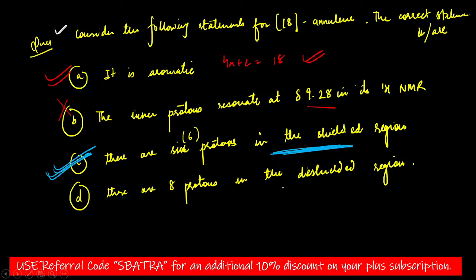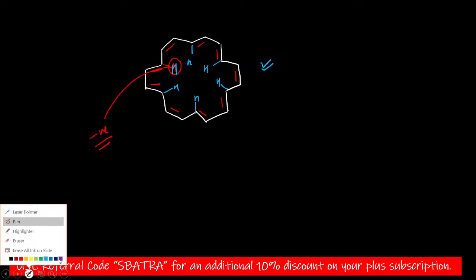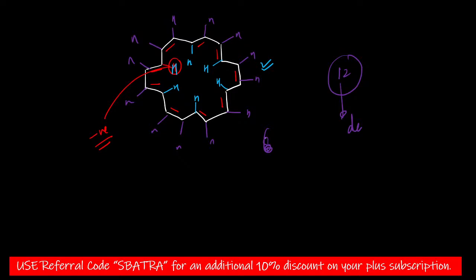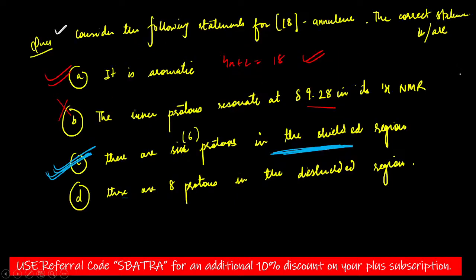There are 8 protons in the de-shielded region. Let's find out how many protons we have in the de-shielded region. So we have 1, 2, 3, 4, 5, 6, 7, 8, right? 9, 10, 11 and basically 12. So we got 12 protons in the de-shielded region and 6 protons in the shielded region. We did this question in yesterday's lecture also, so we discussed this part over there. So the correct answer would be A and C. Is it clear to all of you? I hope it's clear. Let's go to the next one now.